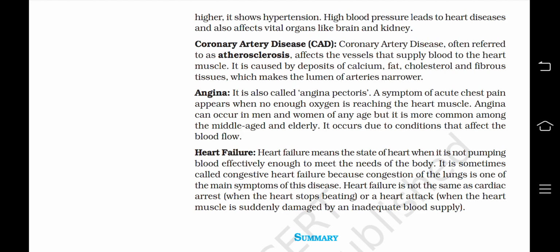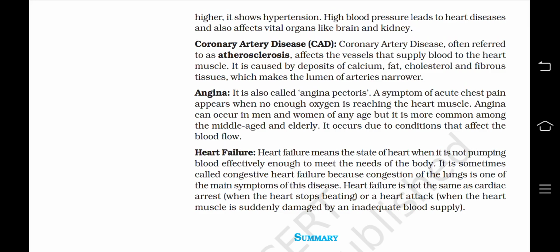Fourth and the last mentioned here in NCERT is heart failure. Heart failure means the state of the heart when it is not pumping blood effectively enough to meet the needs of the body. It is sometimes called congestive heart failure because congestion of the lungs is one of the main symptoms of this disease. Heart failure is not the same as cardiac arrest, when the heart stops beating, or heart attack, when the heart muscle is suddenly damaged by an inadequate blood supply.